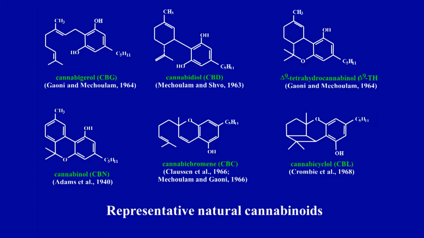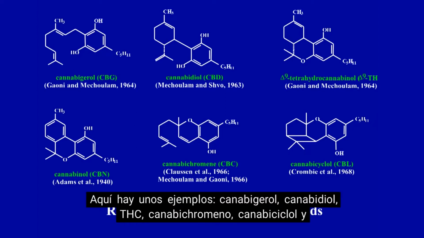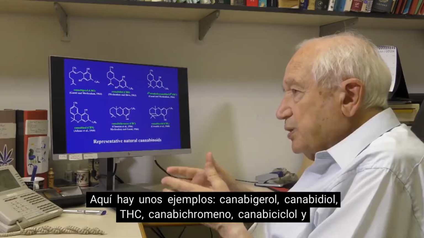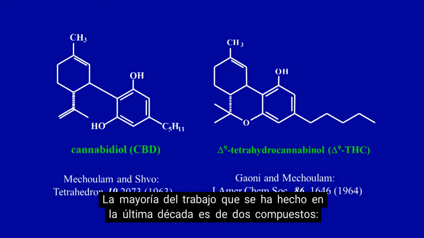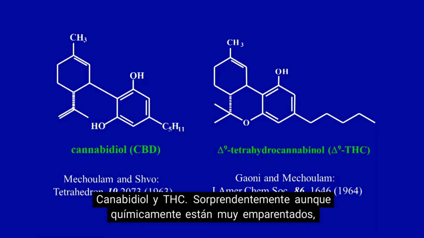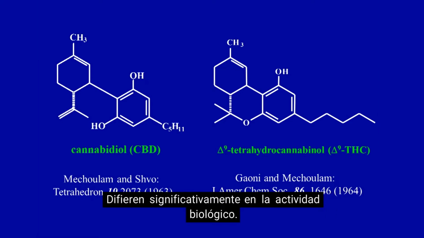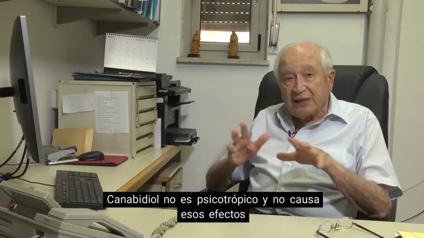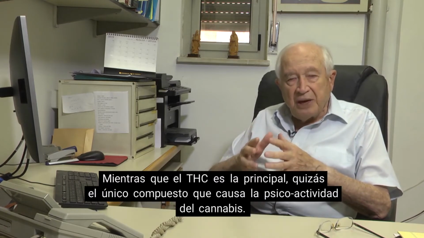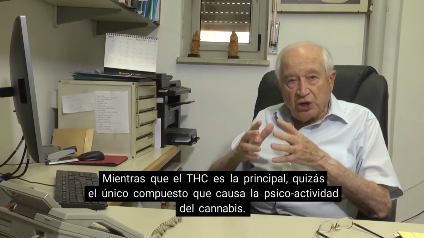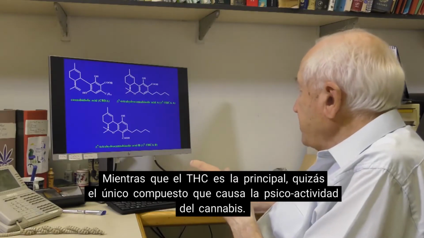And here are a few examples: cannabigerol, cannabidiol, THC, cannabichromene, cannabicyclol, and many of these we identified at that time. Most of the work, however, over the last decades has been done on two compounds, cannabidiol and THC. Surprisingly, although they are chemically closely related, they differ completely in their biological activity. Cannabidiol is not psychotropic, does not cause the well-known cannabis effects, while THC is the major, probably the only compound which causes the psychoactivity of cannabis.